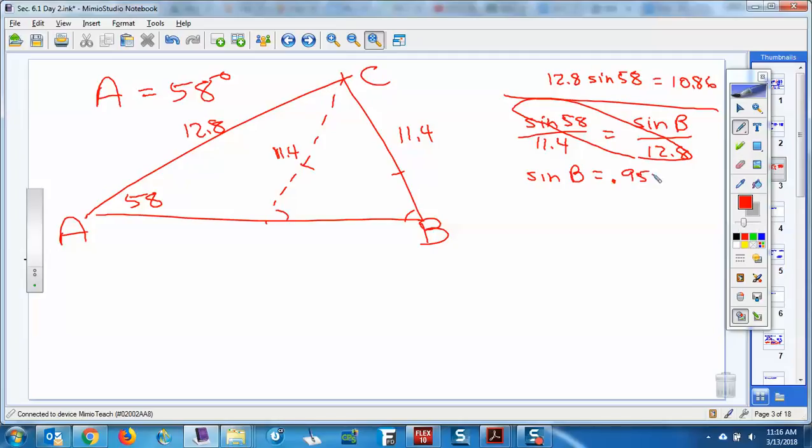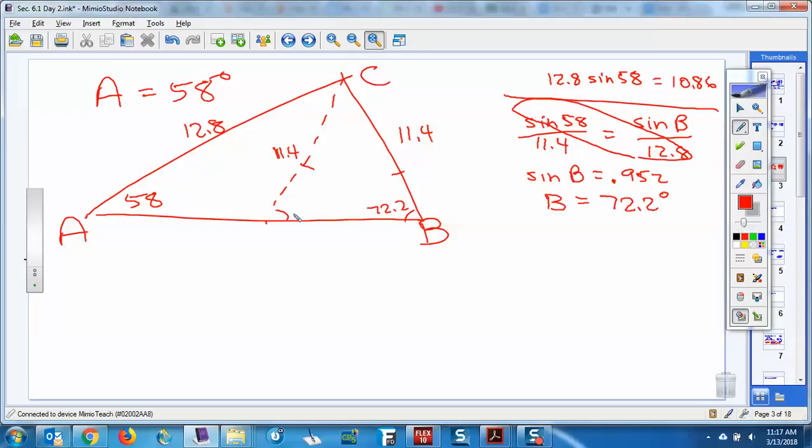0.952. Okay, so B would equal, you hit inverse sine. Hopefully you keep that unrounded. If you use the answer key, that's your best bet. If you're having any trouble with your calculator and the rounding part of that, please talk to me today. What do you get? 72.2. So that would be there.